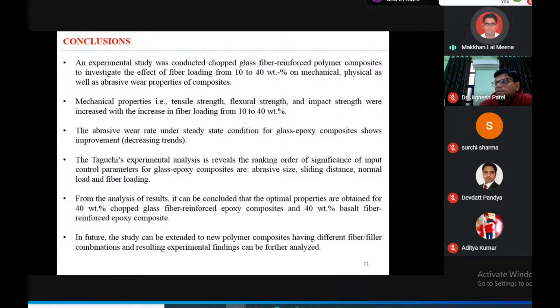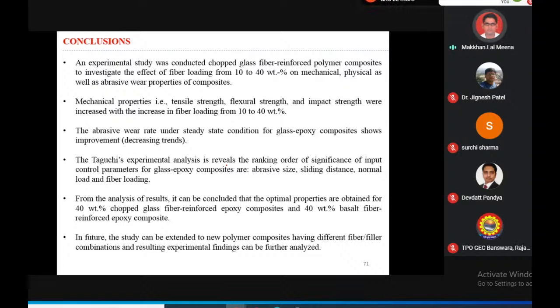The optimization technique using Taguchi experimental analysis reveals the ranking order of significance of input control parameters for glass epoxy composites: abrasive size, sliding distance, normal load, and fiber loading. From the analysis of results, it can be concluded that the optimal properties are obtained for 40% by weight chopped glass fiber reinforced epoxy composites and 40% basalt fiber reinforced epoxy composite.